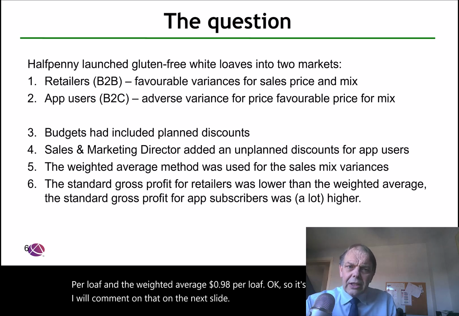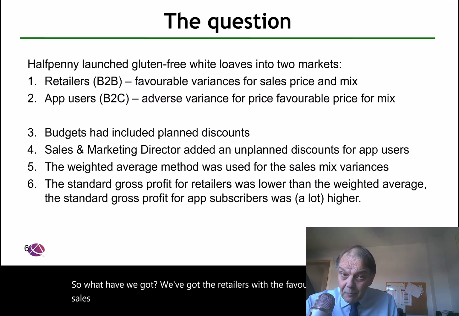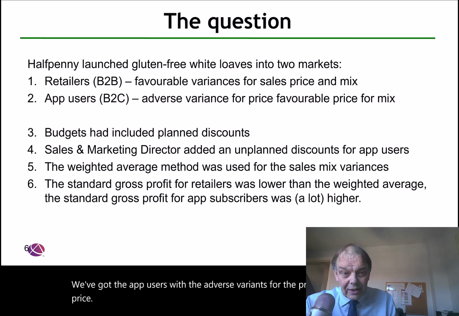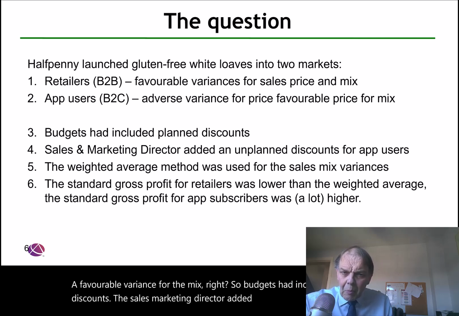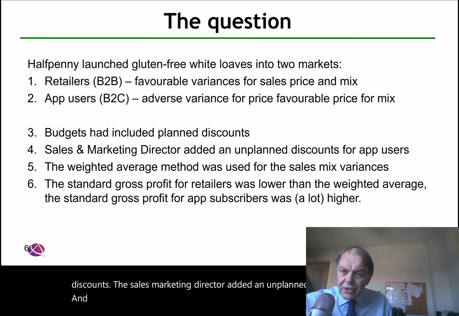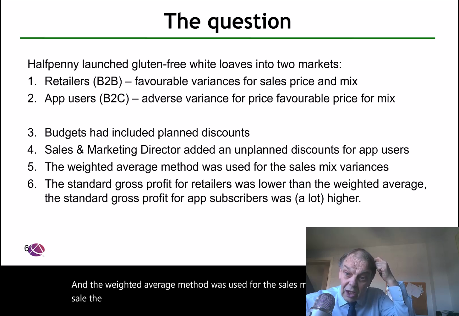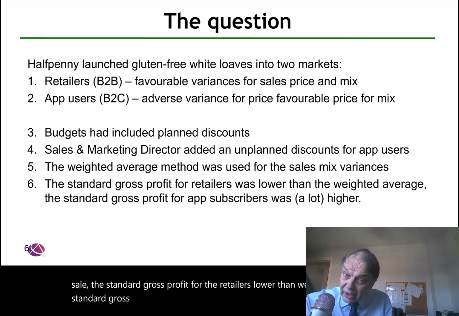So what have we got? We've got the retailers with the favourable variances for sales price and for the mix. We've got the app users with the adverse variance for the price and a favourable variance for the mix. Right, so budgets had included the planned discounts. The sales marketing director added an unplanned one. And the weighted average method was used for the sales mix variances. Okay, the standard gross profit for the retailers is lower than the weighted average. The standard gross profit for app subscribers was a lot higher than the average.